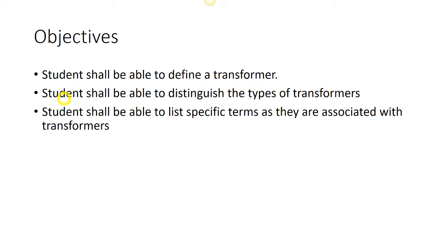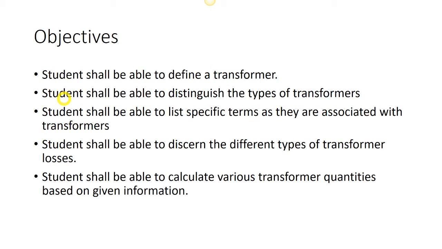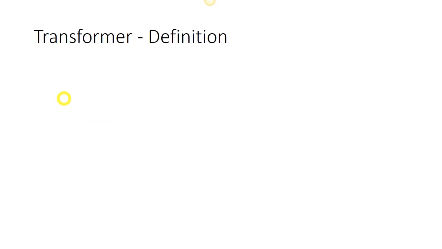The student shall be able to list specific terms as they are associated with transformers, so the different components that make up a transformer. The student shall be able to discern the difference between types of transformer losses. There are several different types of losses, and I want you to be able to tell me the difference between those. The student shall be able to calculate various transformer quantities with given information.